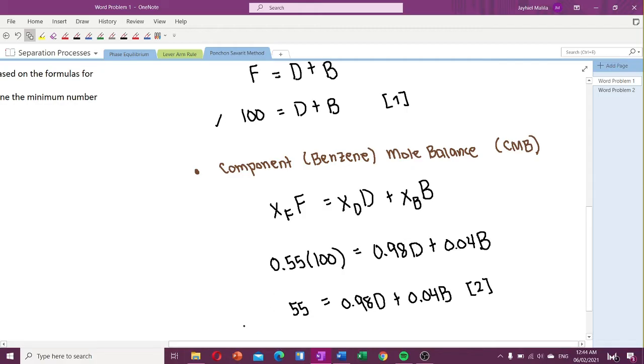You can pause this video to solve equation number 1 and equation number 2 simultaneously to get the values of D and B. So let's pause the video, and then compare our answers. If my answer is wrong, please report it in the comment section, so that I can change or overhaul everything.